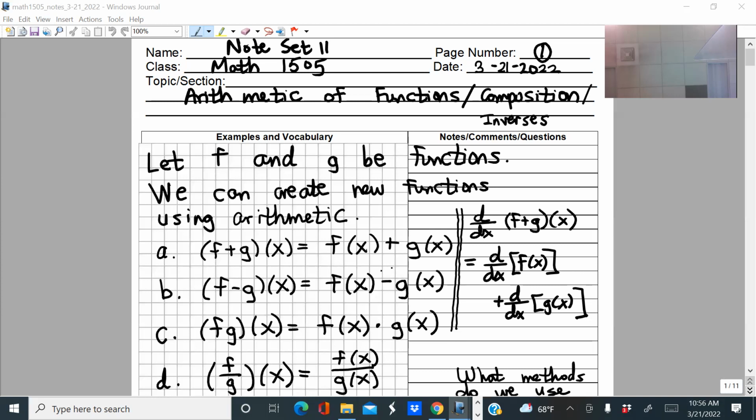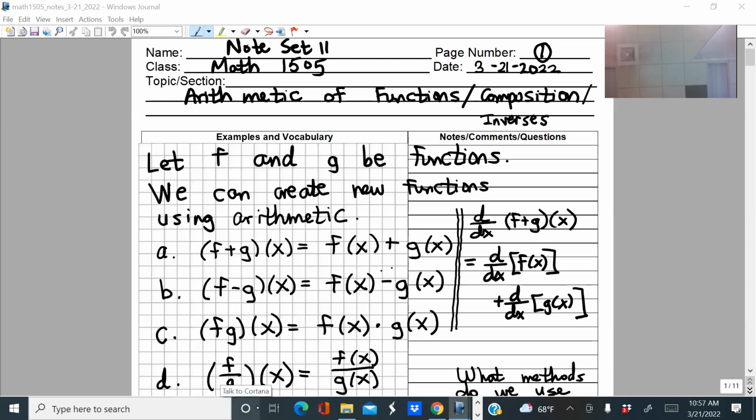Okay. And then you can also take the quotient of two functions, right? You can divide one function by another to create a new function. And there's the name we give to that new function: f over g of x. All right, we're going to try creating new functions using these operations with an example in just a second. But the basic idea is we can combine two pre-existing functions using arithmetic to create new functions.